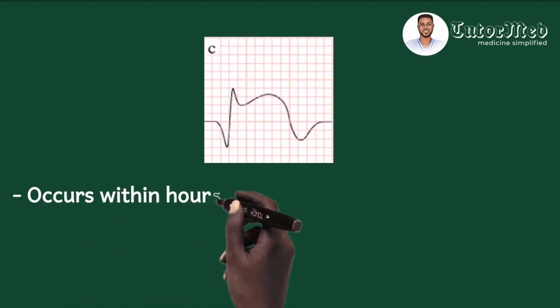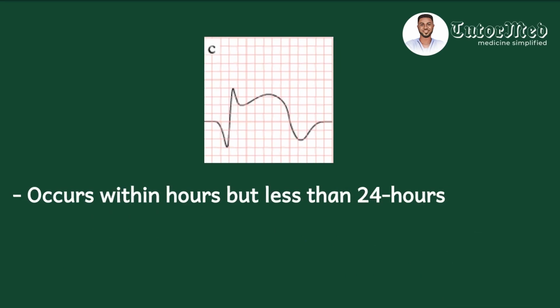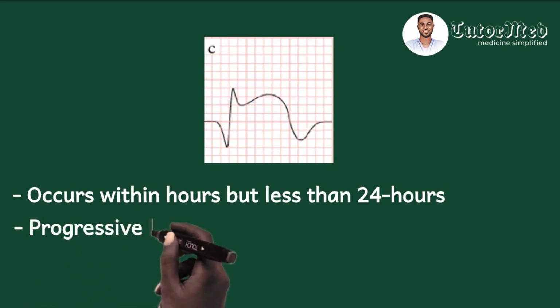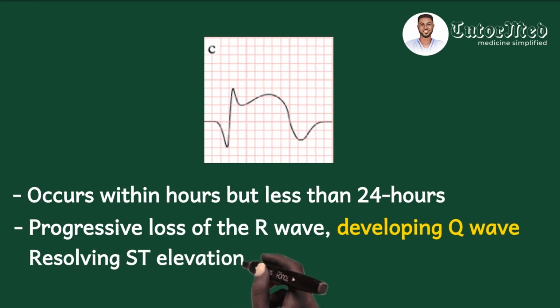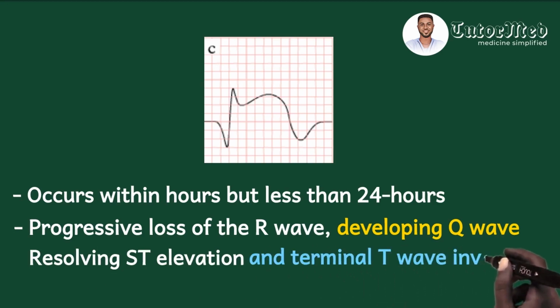And so this picture depicts the next change. And these changes occur within hours, but in less than 24 hours, they should occur. And here, there is progressive loss of the R wave. In other words, the R waves decrease in amplitude. Then there is a development of pathological Q waves or deep Q waves. Then the ST segment elevation begins resolving, or there is resolution, and then there is a terminal T wave inversion.